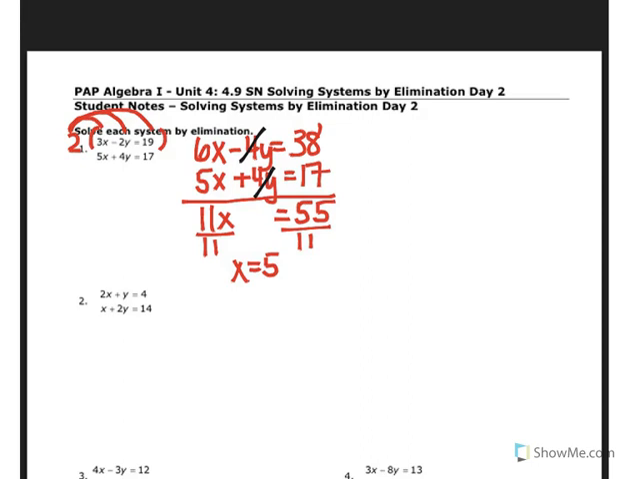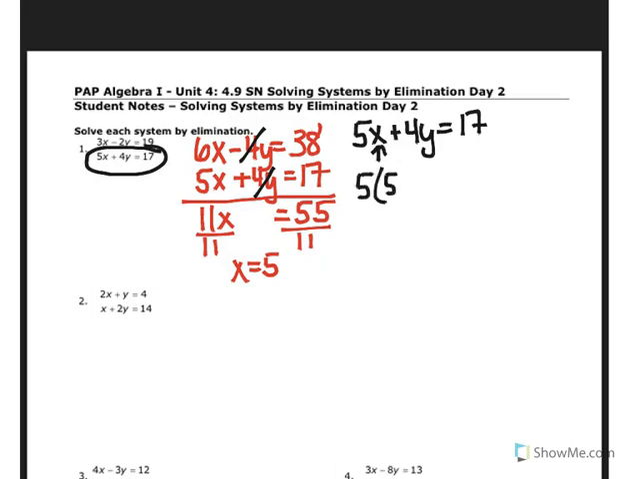Okay, so now that I know that x equals 5, I can look at my two equations that we had originally, and I'm going to erase this part, and say, let's plug 5 into one of them and solve for y. So I'm going to use this second equation. You can use either one. It'll work either way. So here's 5x plus 4y equals 17. And so I'm going to replace the x right here with 5. So 5 times 5 plus 4y equals 17.